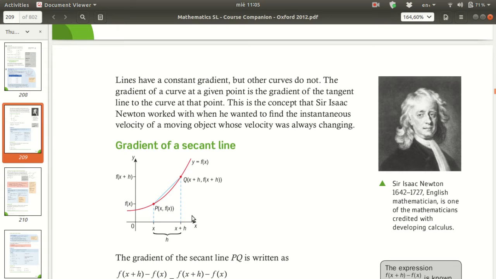Hey guys, in this video we're going to be talking about what is a derivative and who created it or discovered it, and more or less how he created slash discovered this concept.